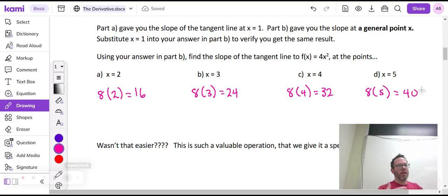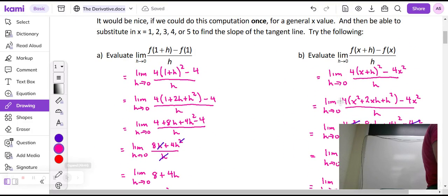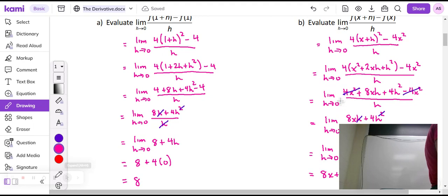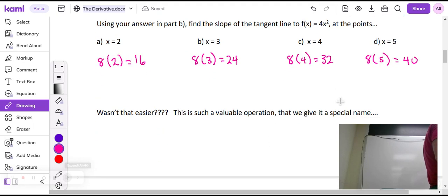Wasn't that better? We didn't have to do the difference quotient every time. We did it one time and got a general rule, and now we can find the slope of the tangent line all the live long day at any x value we want. This operation we did, this exercise on the right, is so useful. We give it a special name.